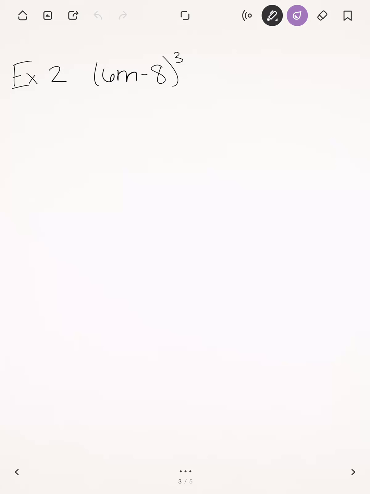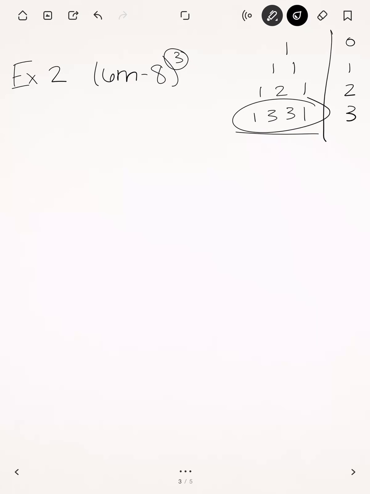Okay, again, I have 6m minus 8, and it's being cubed. So again, my Pascal's triangle, this is 0, 1, 2, 3. I'm looking for when my exponent is 3, so something in this line. So it goes 1, 1, 1, 2, 1, 1, 3, 3, 1. These are my winners. So I write those out. 1, 3, 3, 1.